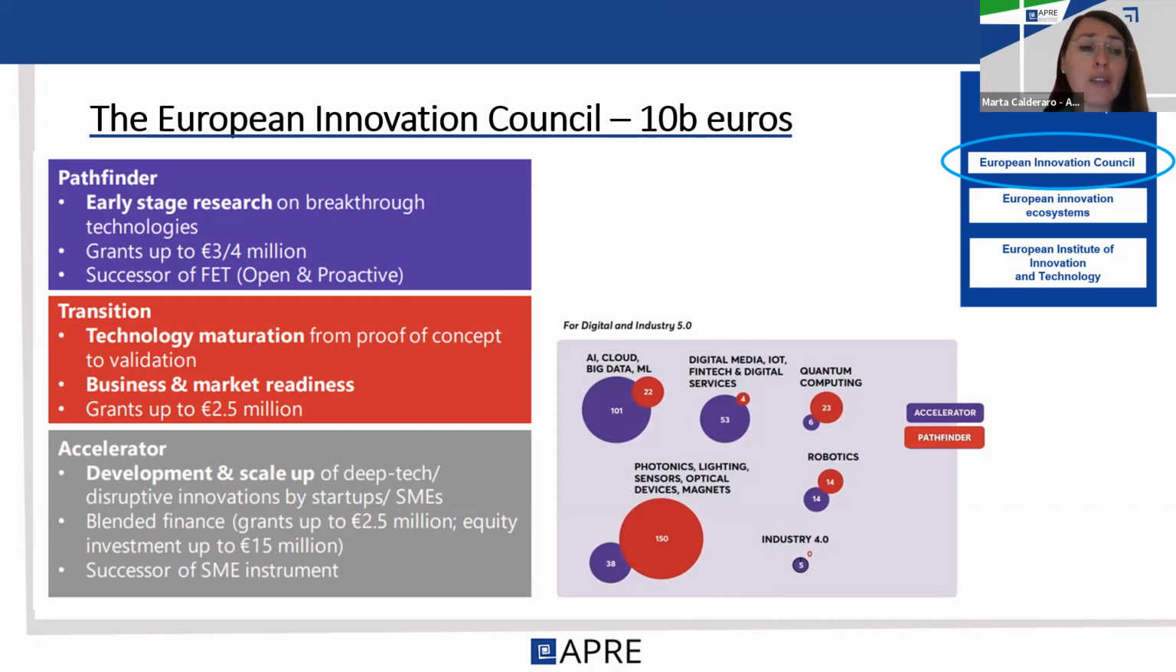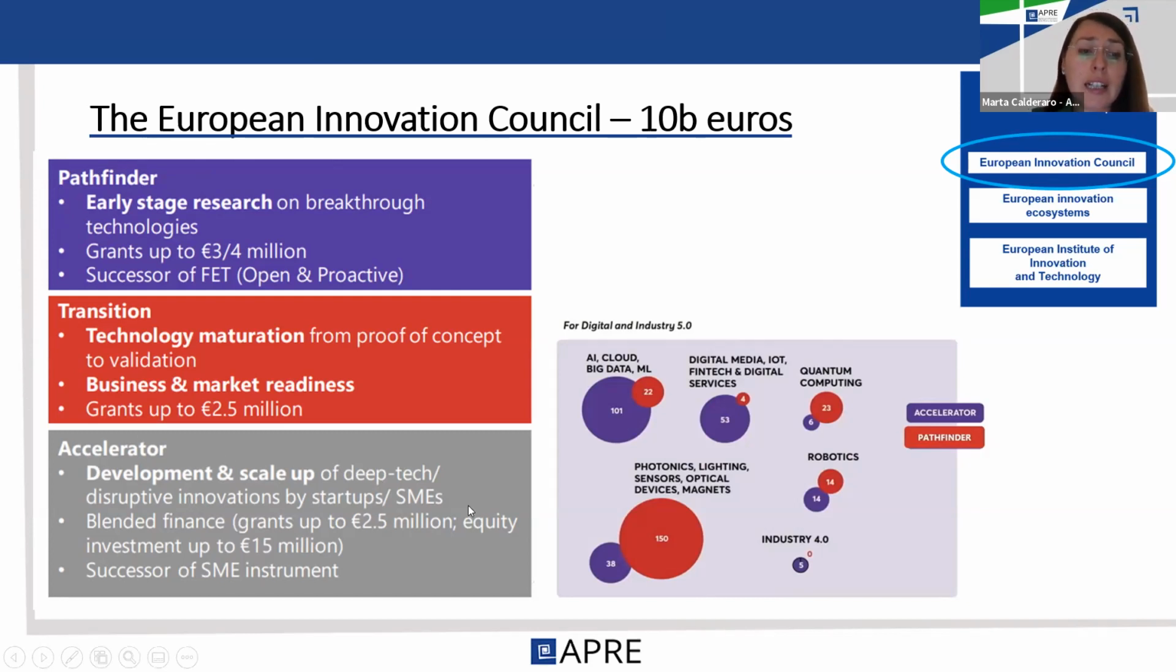Within the European Innovation Council, there is the possibility to apply to different schemes. The Pathfinder scheme is supporting early-stage research on breakthrough technologies with grants of up to 3-4 million for collaborative research and innovation projects, so we are at technology readiness levels from 1 to 3, 4. The Transition scheme is supporting the technology maturation from proof of concept to validation. Here, the Transition is actually supporting specific eligible projects coming from the Pathfinder and the ERC proof of concept.